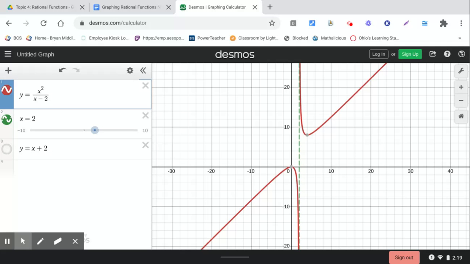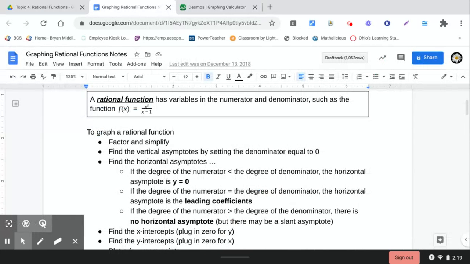And it also appears there's another asymptote, but it's kind of at the slant. It looks like that. So that's what happens sometimes with some of these functions, is there's not a horizontal asymptote, but there's an asymptote that's slanted. So we call it a slant asymptote or an oblique asymptote. So we're going to work on how to find those.